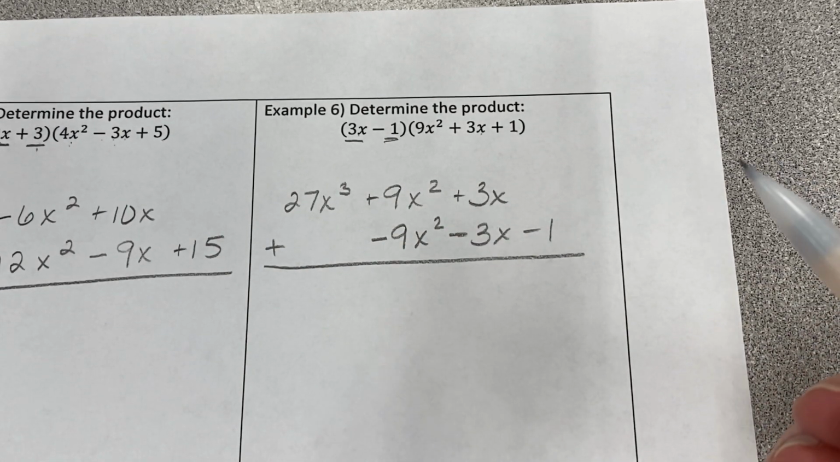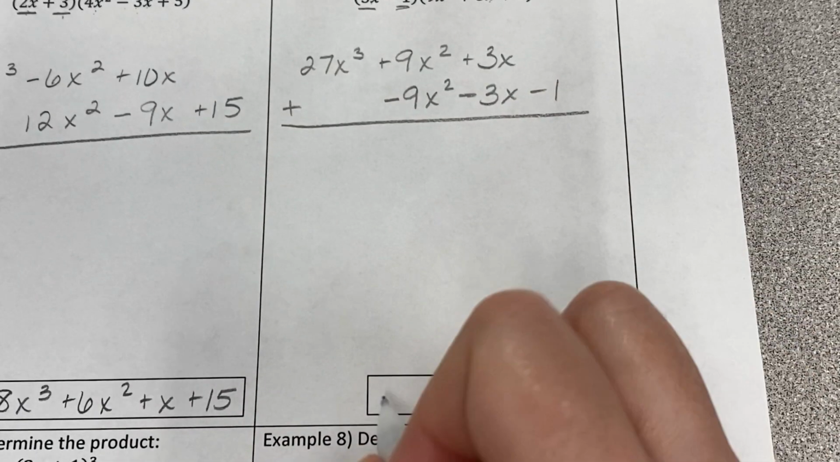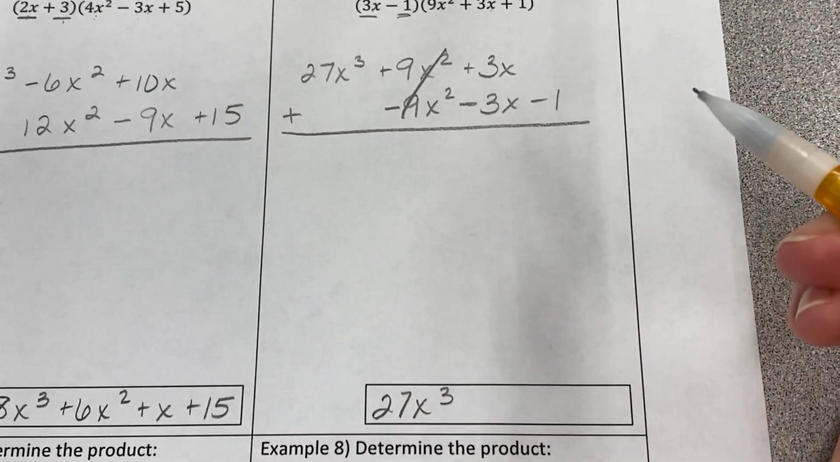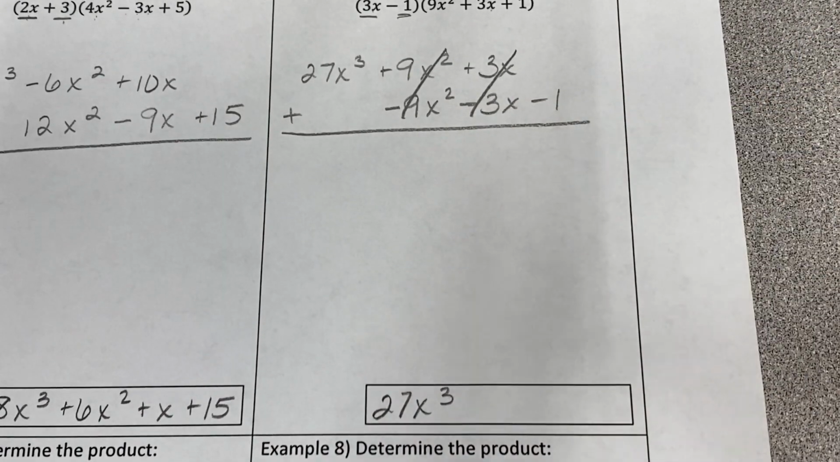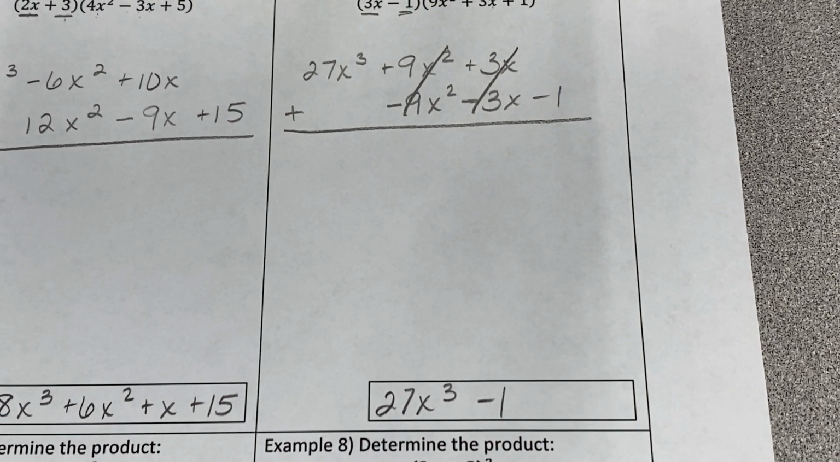All right, when I go to add these together, 27x to the 3rd, those cancel, minus 1. That's my answer. Okay.